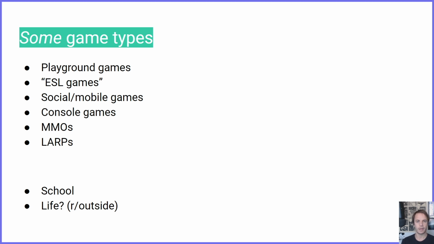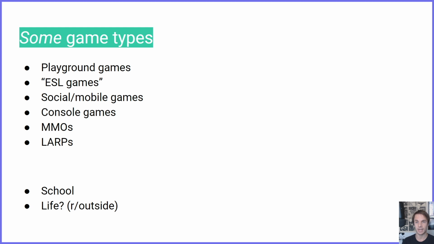So in summary then, we have some game types here, being playground games, ESL games, social or mobile games, console games, MMOs, and LARPs. And just to throw a spanner in the works, we can think, well, is school a game? Because there is a quantifiable outcome. You are trying to perform better than other students. The rules are clear. You must do so-and-so.